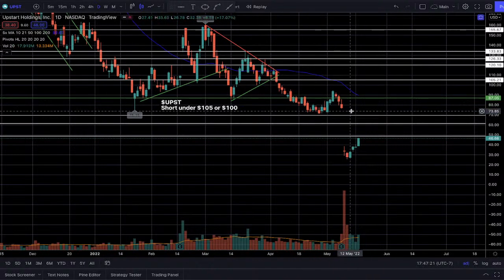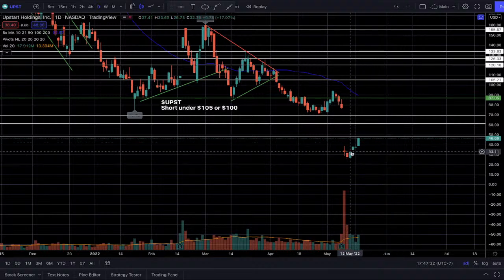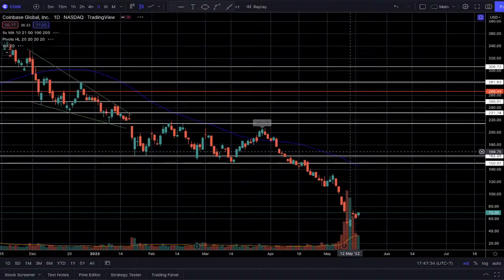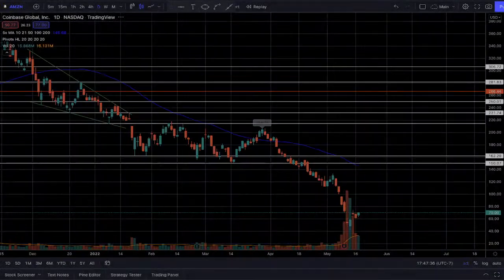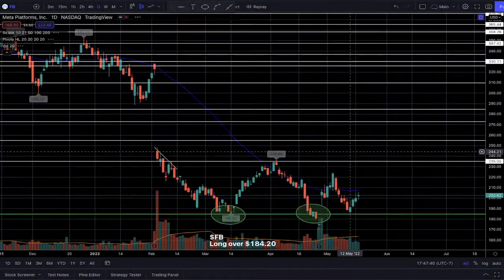So that's also a great strategy right now to have for all these beaten down tech names. At some point, we're going to see seller exhaustion. And so far, UPST has been seeing that seller exhaustion. Coin has been seeing that. Amazon has been seeing that, okay? And all the other tech stock names.